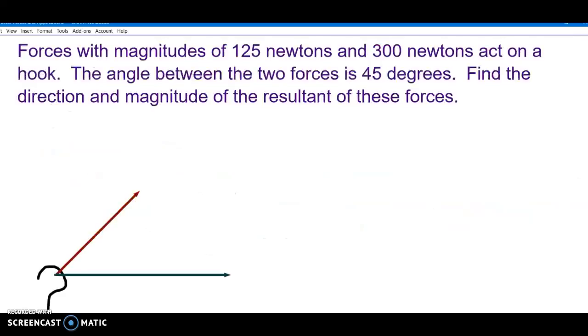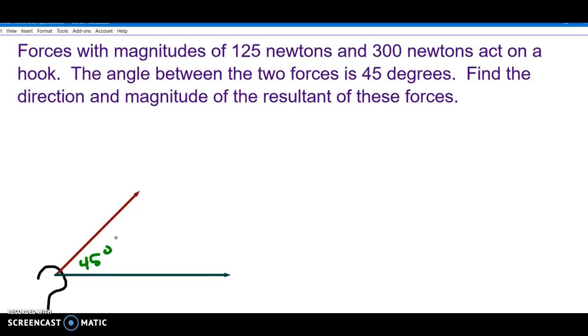All right, last example here. So we have forces, there's a little picture here, with magnitudes of 125 newtons and 300 newtons, and they're acting on a hook. So here's the hook. It's not a question mark. Now, the angle between the forces is 45 degrees. We know that much. Yay!